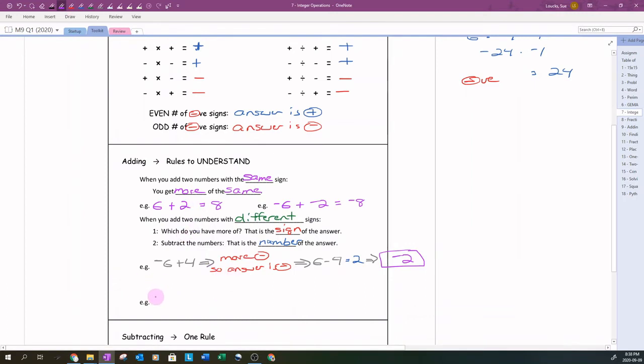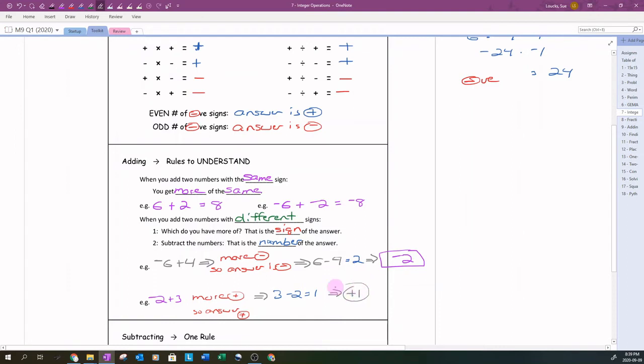If I have -2 plus 3, I have more positives, so my answer is positive. And 3 minus 2 equals 1, so my answer is +1.